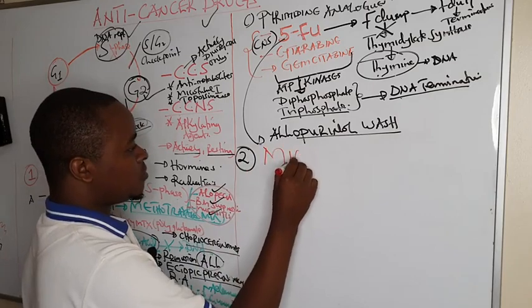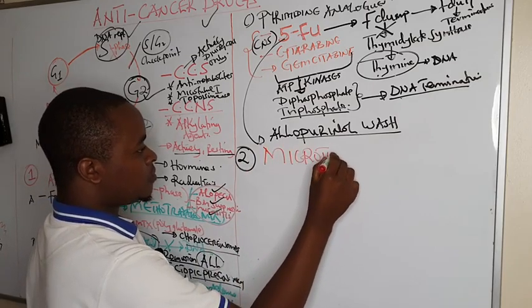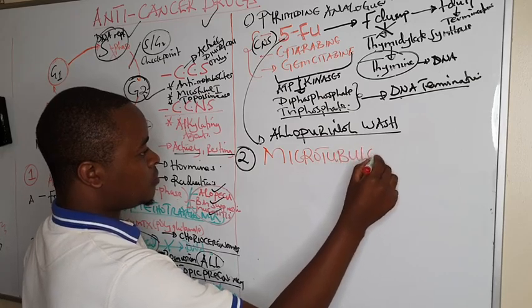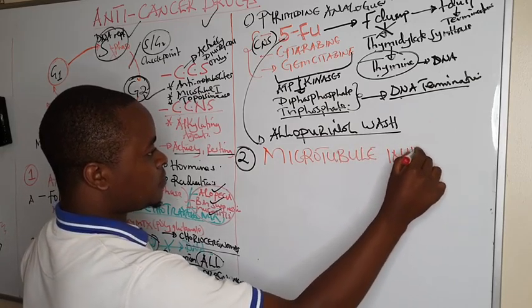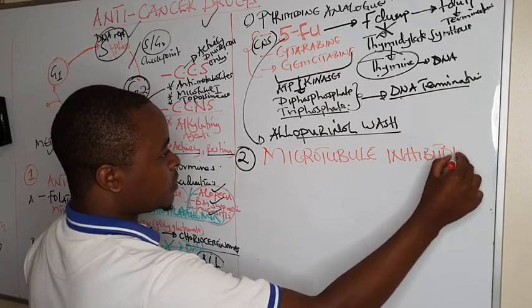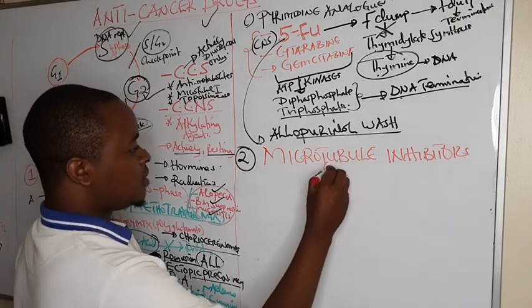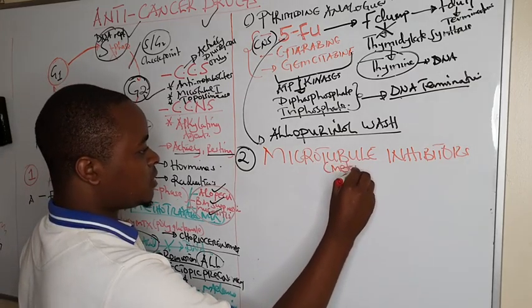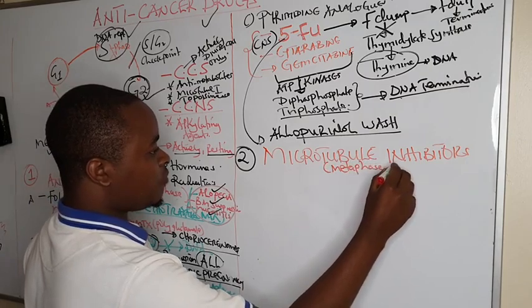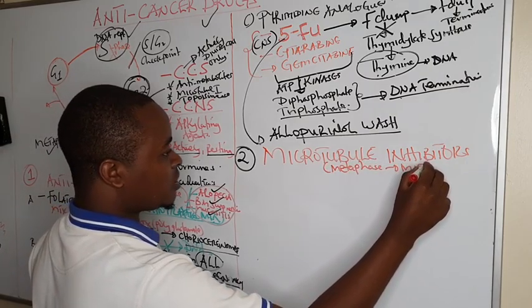So another type we are going to see is microtubule inhibitors. And these microtubule inhibitors, they target metaphase, especially metaphase of mitotic phase, of mitotic or cell division.